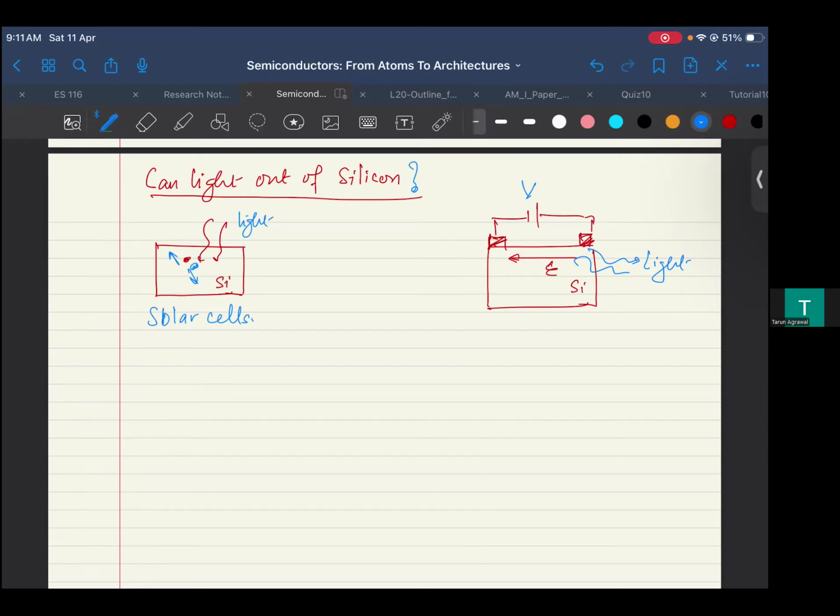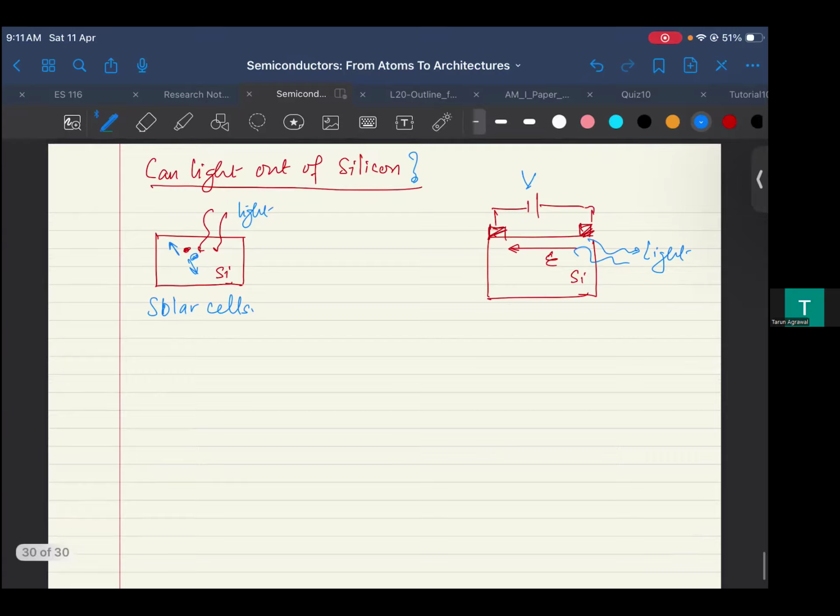So now, is this possible? And if it is not possible, why? And if it is possible, then where is it possible? That is how we are going to ask these three, four questions and try to answer what is happening there. So when we say light, what is light, first of all?